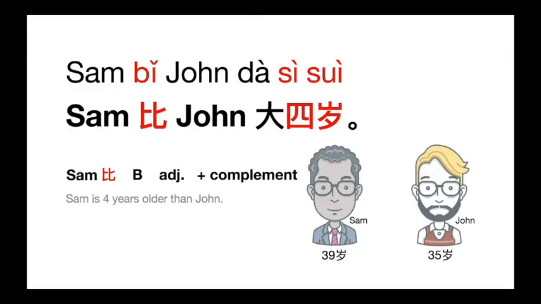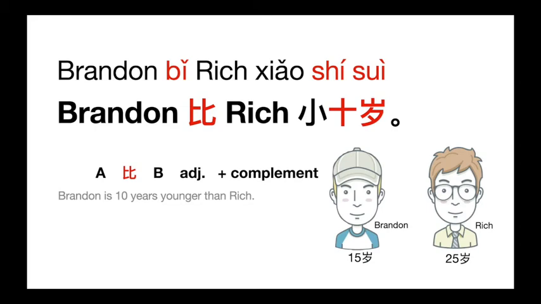Sam 比 John 大4岁。Sam is 4 years older than John. Brandon 比 Rich 小10岁。Brandon is 10 years younger than Rich.